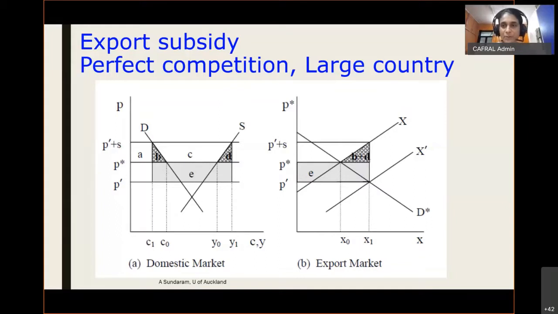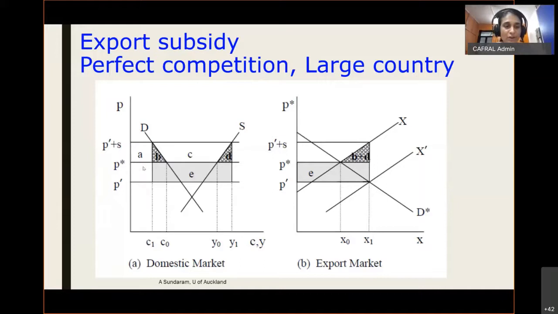So at P star world price, what exporters get is P star plus S, right? So there's a bump up of the amount S, which means the export supply curve shifts to the right to X prime. So the new equilibrium here is P prime, and then go all the way up to P prime plus S. Trace that back to the domestic market, and what you see is the same thing we saw with imports, but we'll see how this is different.